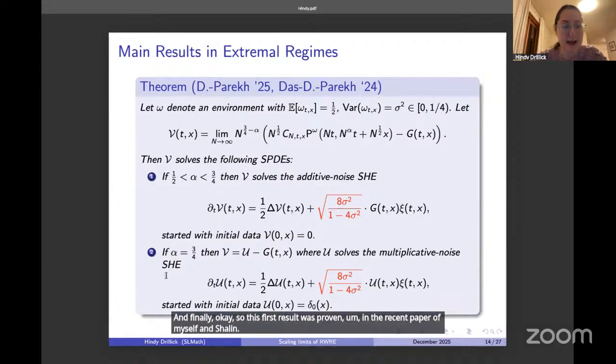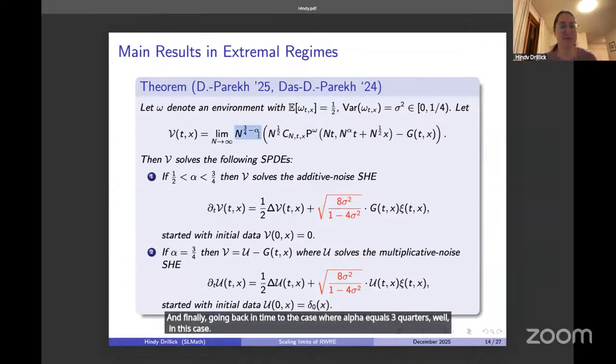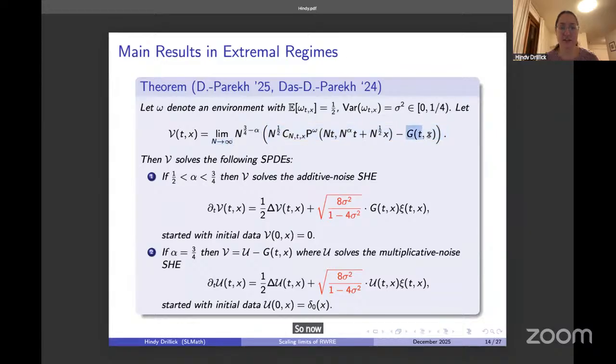And finally, going back in time to the case where alpha equals 3/4, in this case notice that n to the 3/4 minus alpha is just 1, so we don't actually need that term. So now the GTX just converges to GTX. So actually, we can just decompose V into U minus GTX, where U is just the limit of this part. And U will now solve the multiplicative noise stochastic heat equation.